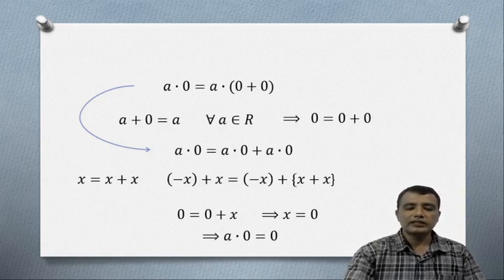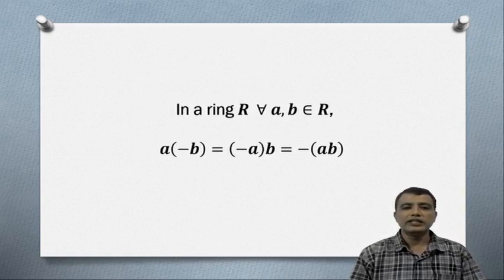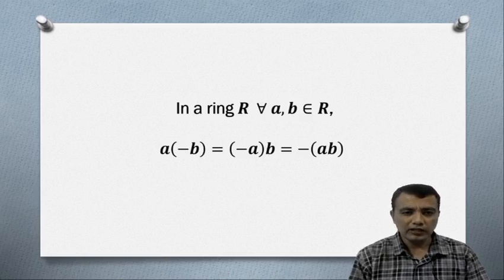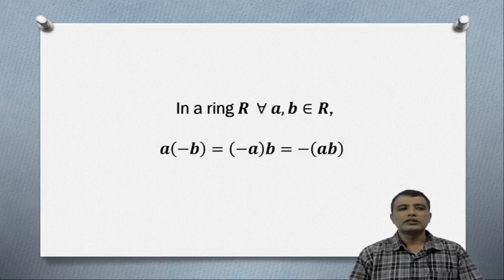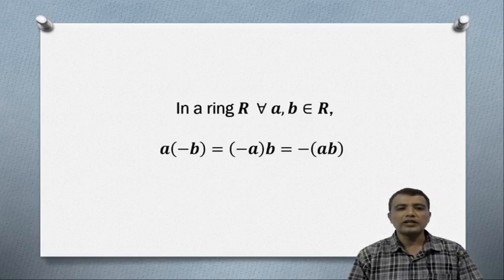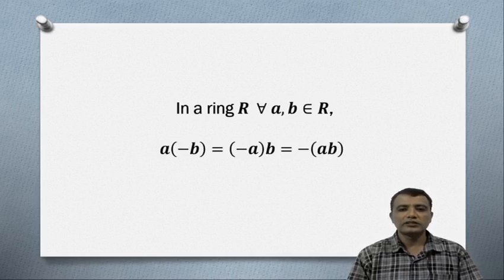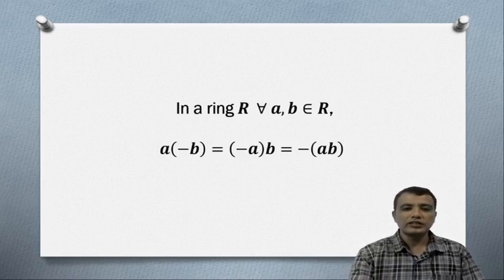Now let us see the second property, which states in a ring R, for all A, B belongs to R, A into minus B is equal to minus A into B, which is equal to minus AB. This is also quite obvious. We are using it for a long time. 3 into minus 7 is minus 21. Minus 3 into 2 is minus 6. Again, using rings, we can prove this. See how.